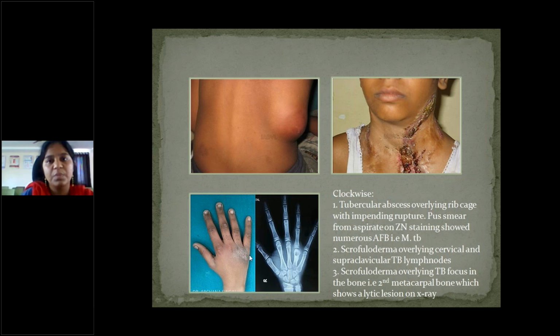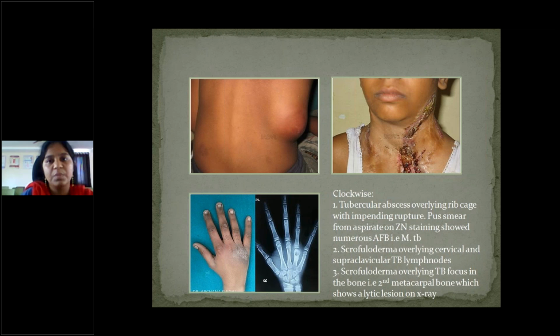And then in the third picture, you can see the underlying bone, the metacarpal bones. Superficially it appears like this. Maybe the patient has good immunity, so this is not much ulcerated.